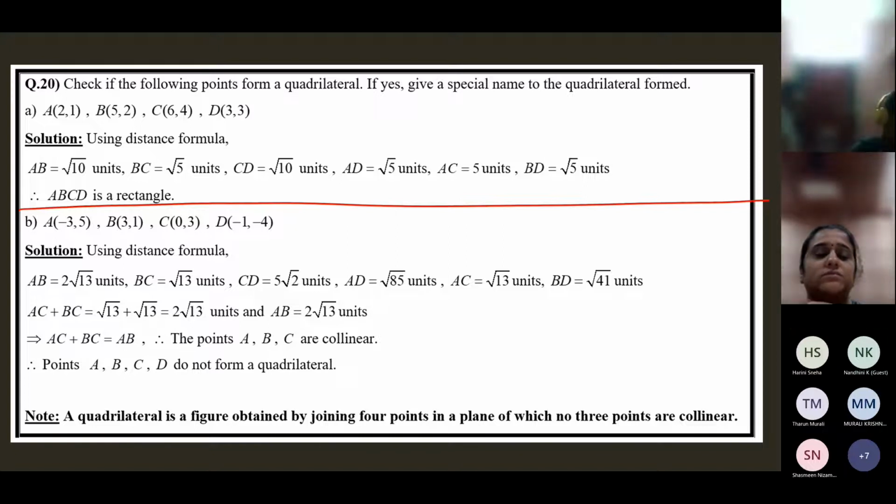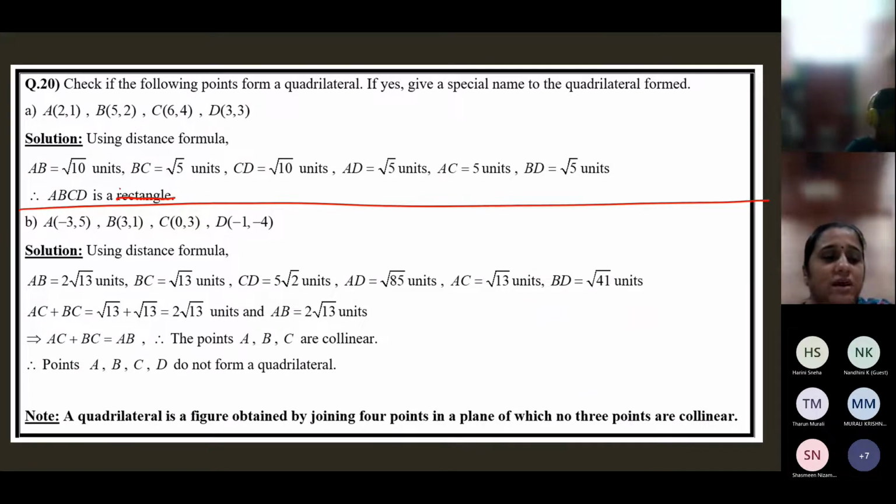Yeah. Yes, ma'am. All my values are correct: AB, BC, CD, AD, AC, BD. Yes, ma'am. Okay, so then it's a mistake. What I've written here is a mistake.